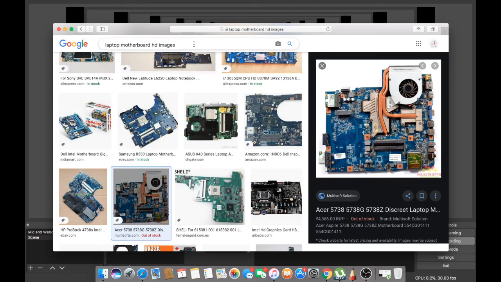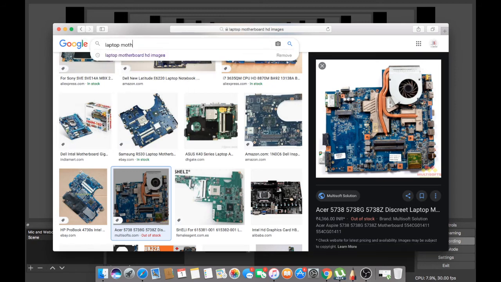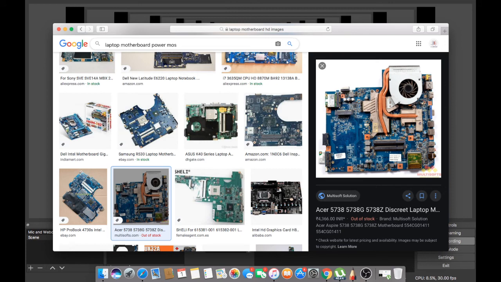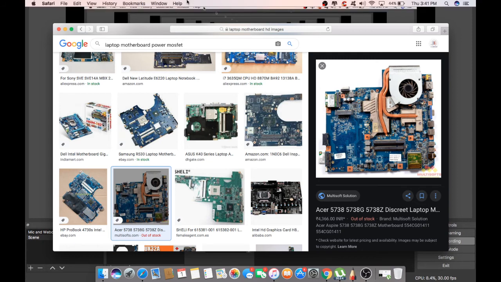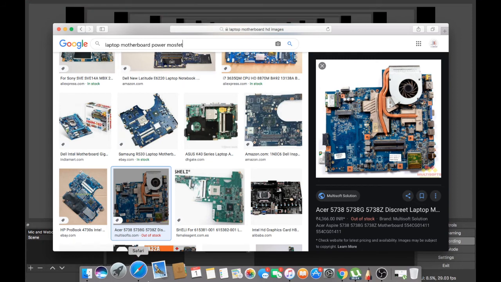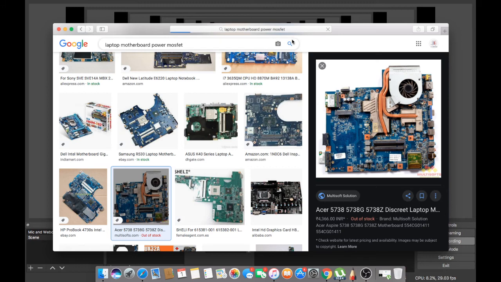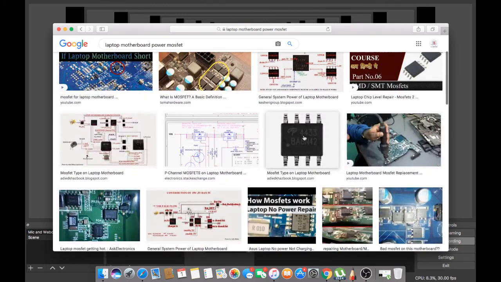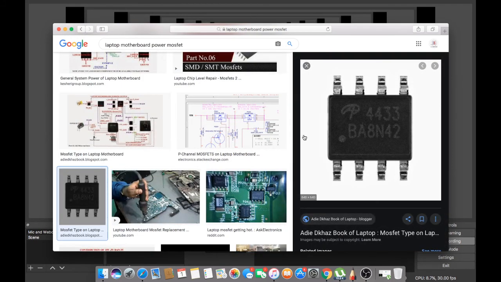Okay, let's search laptop motherboard power MOSFET. Let's see. Press enter. Anyway, these are MOSFETs, okay? A MOSFET is something like this.